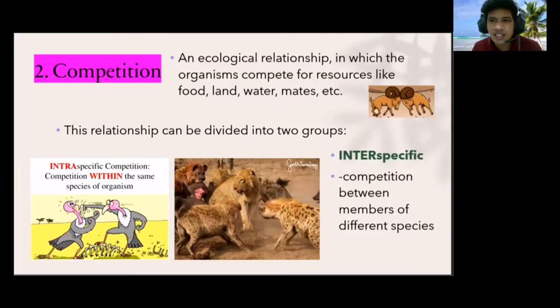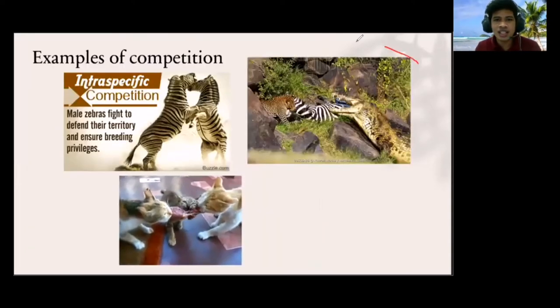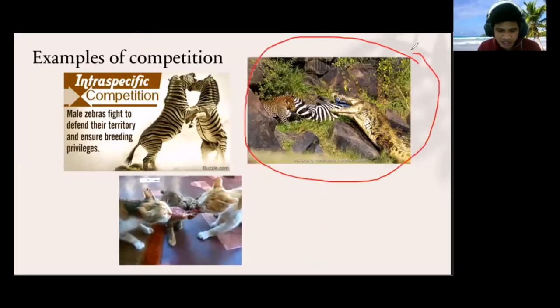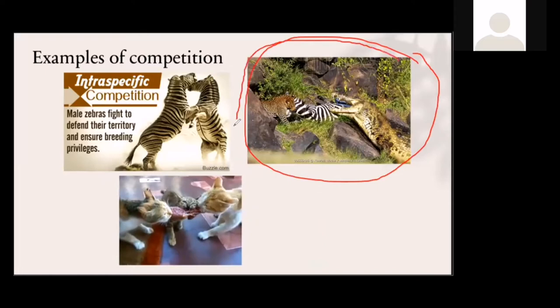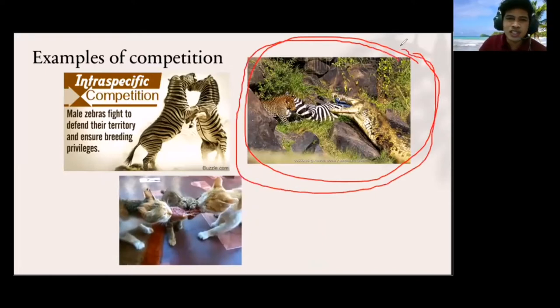Let us have an example here, the one that I have circled. Yolk, what kind of competition do we have here? Is it interspecific or intraspecific? Interspecific. All right, that is correct, Yolk. Inter, because the crocodile and the cheetah are fighting for the prey, which is the zebra.